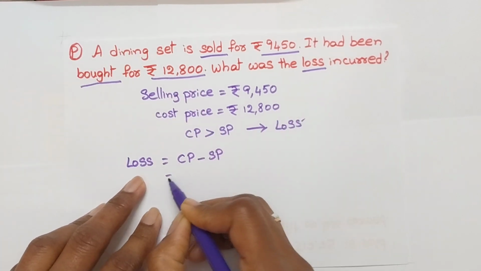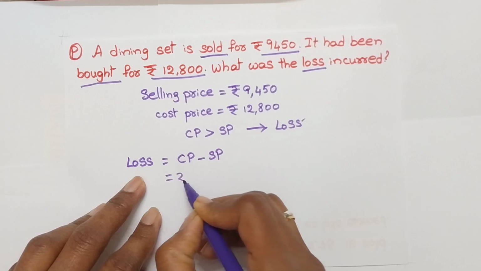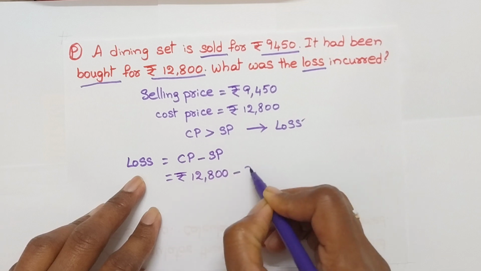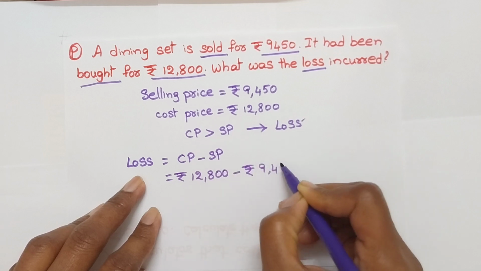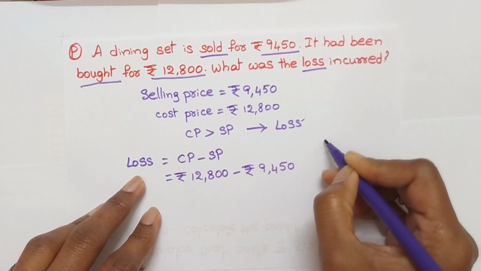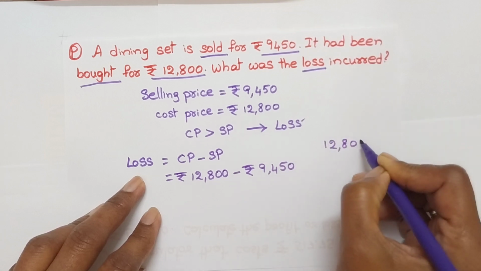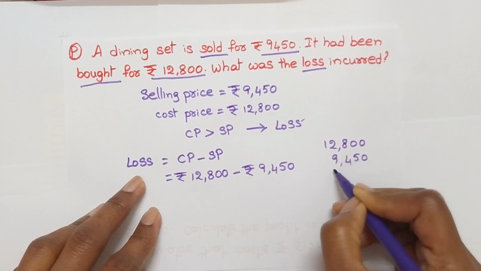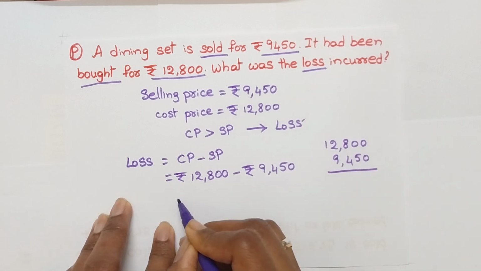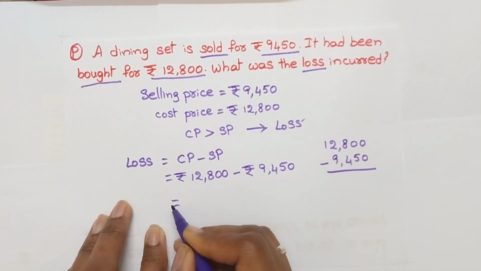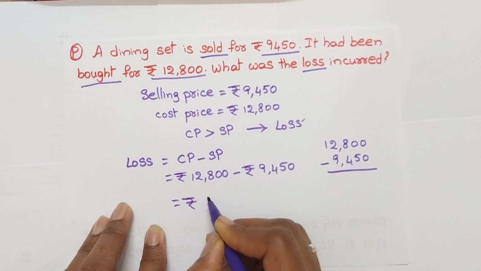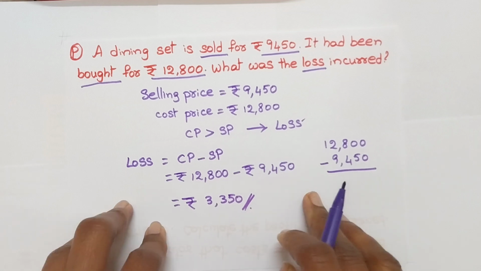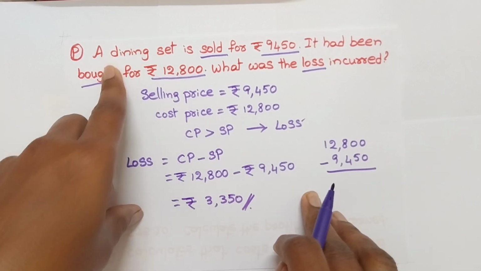So what is the cost price? Rupees 12,800 minus rupees 9,450. That is, we need to do subtraction. 12,800 minus 9,450. If we do subtraction, the result will be rupees 3,350. This is the loss after selling the dining table.